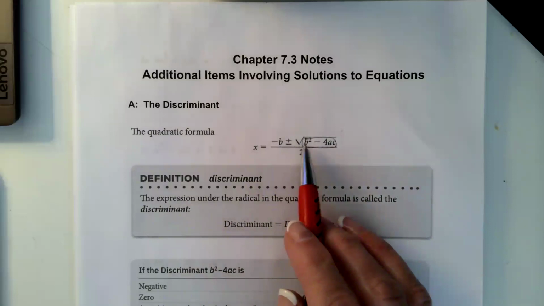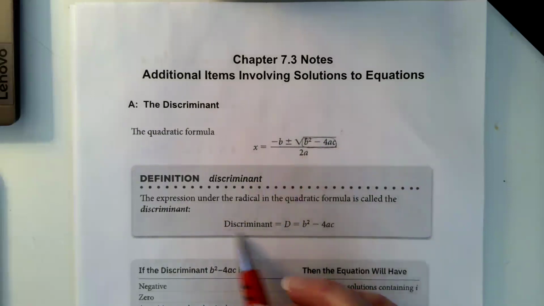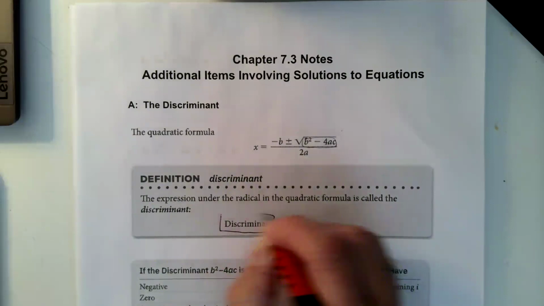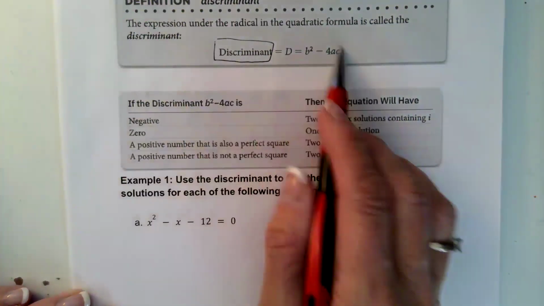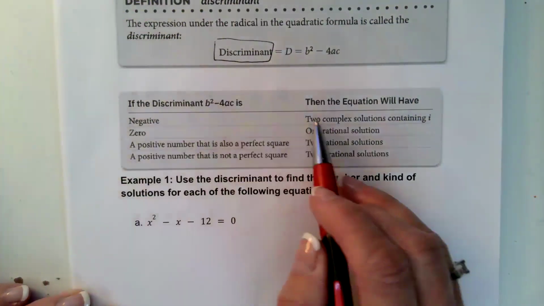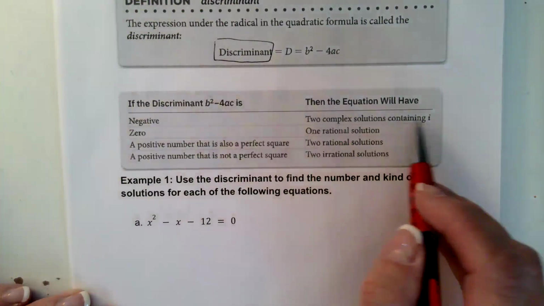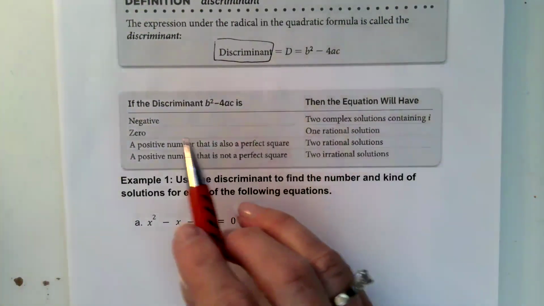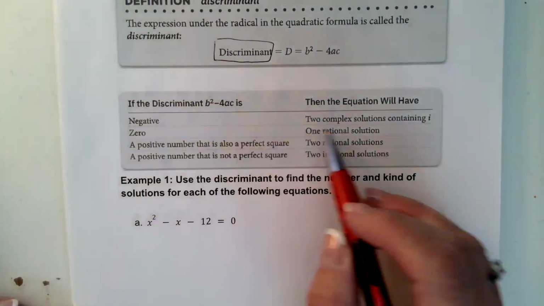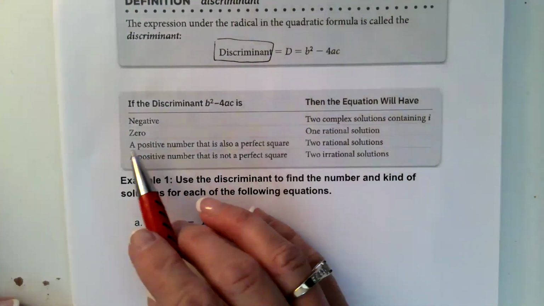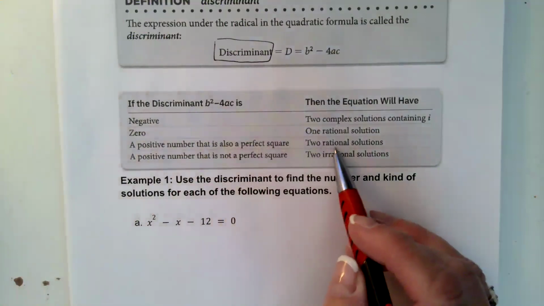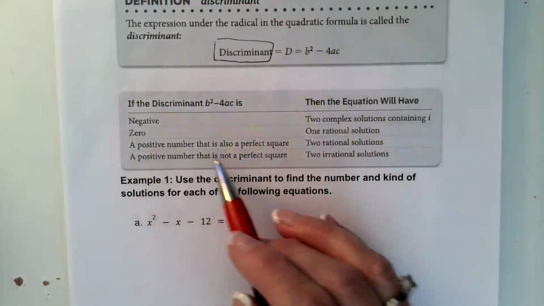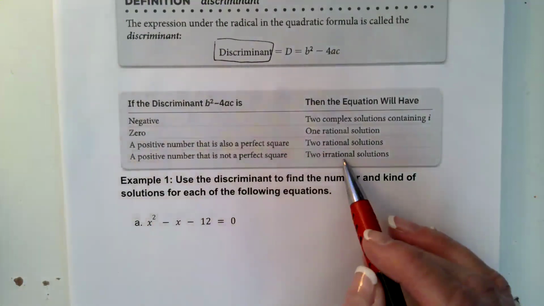That piece, b squared minus 4ac, is called the discriminant. When you get the value of that discriminant, it tells you something. If the discriminant is negative, there are two complex solutions containing i. If the discriminant equals 0, then there's one rational solution. If it's a positive number that is also a perfect square, there are two rational solutions. If it's a positive number that is not a perfect square, there are two irrational solutions.